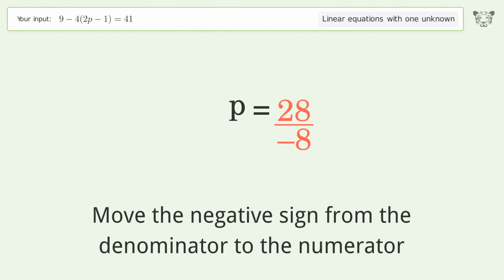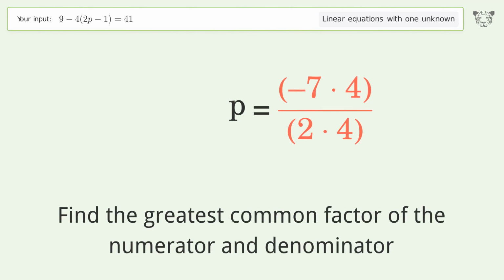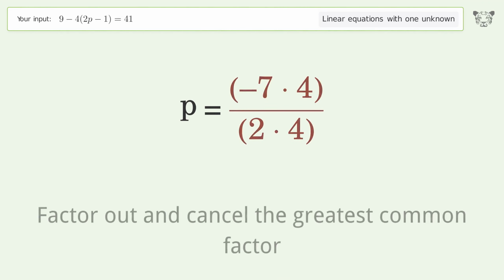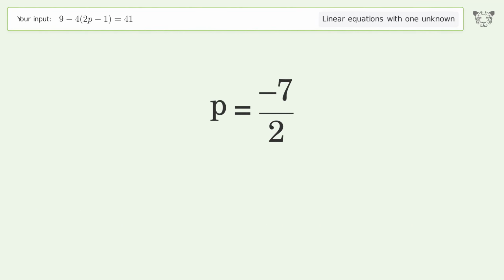Move the negative sign from the denominator to the numerator. Find the greatest common factor of the numerator and denominator. Factor out and cancel the greatest common factor. And so the final result is p equals -7/2.